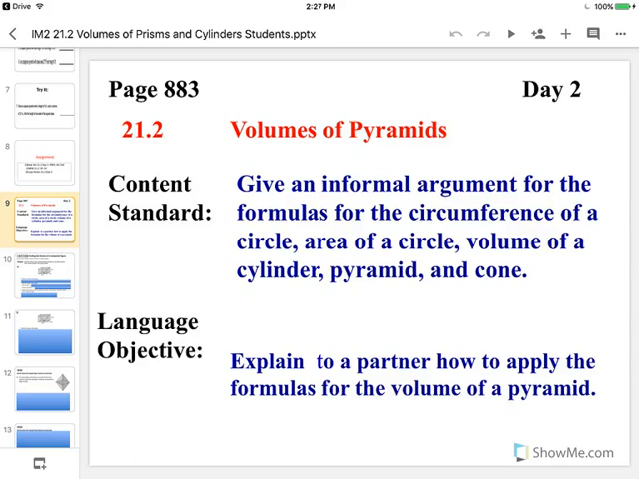1.2, Day 2, Volume of Pyramids. Content standard: Give an informal argument for the formulas for the circumference of a circle, area of a circle, volume of a cylinder, pyramid, and cone. Language objective: Explain to a partner how to apply the formula for the volume of a pyramid.